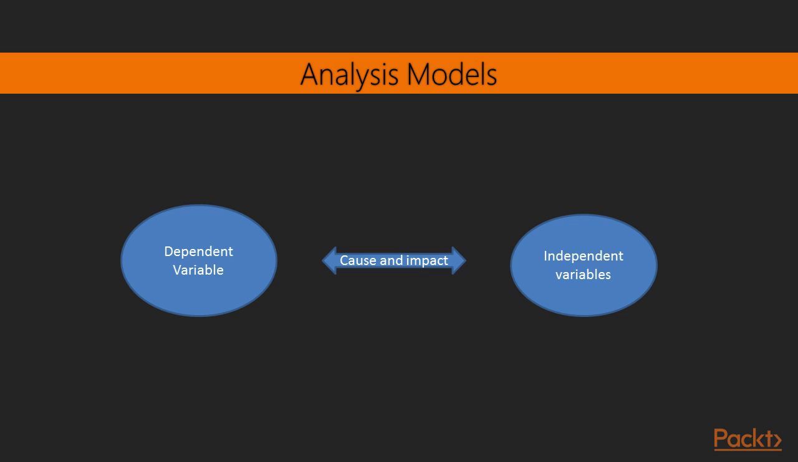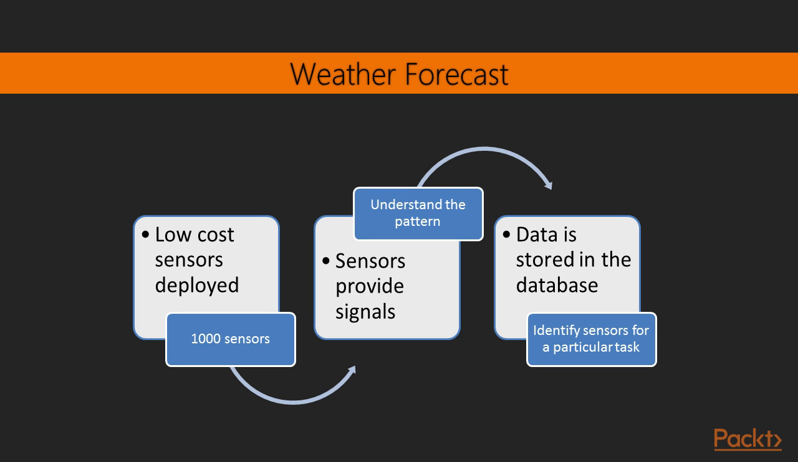In various statistical analysis models, especially showing a cause and impact relationship between a dependent variable and a set of independent variables, if the number of independent variables increases beyond a manageable stage, for example 100 plus, then it's quite difficult to interpret each and every variable. For example, in weather forecasts, nowadays low-cost sensors are being deployed at various places, and those sensors provide signals and data that are being stored in the database. When 1,000 plus sensors provide data, it's important to understand the pattern, or at least which sensors are meaningful in performing the desired task.